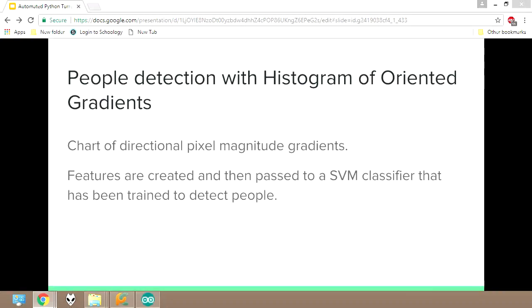So I'm going to try to talk a little bit technically about how the histogram of oriented gradients feature and pedestrian detection works. And hope that goes well.